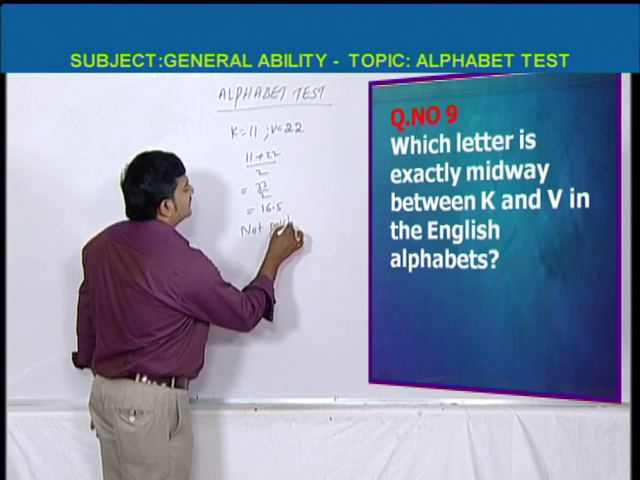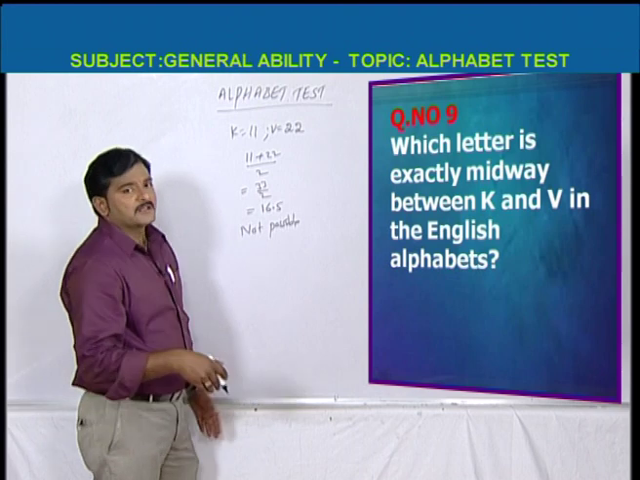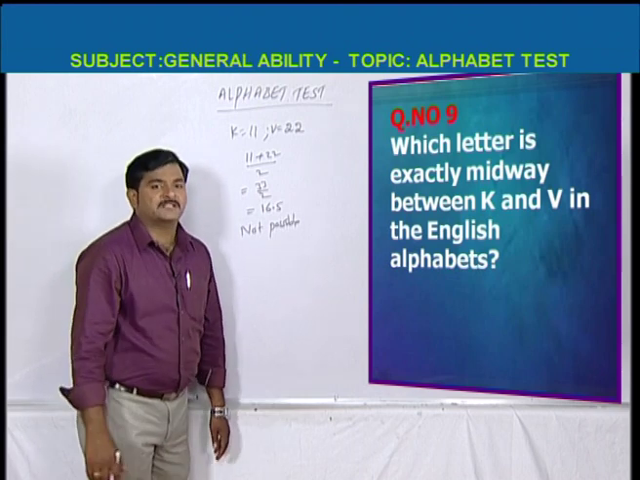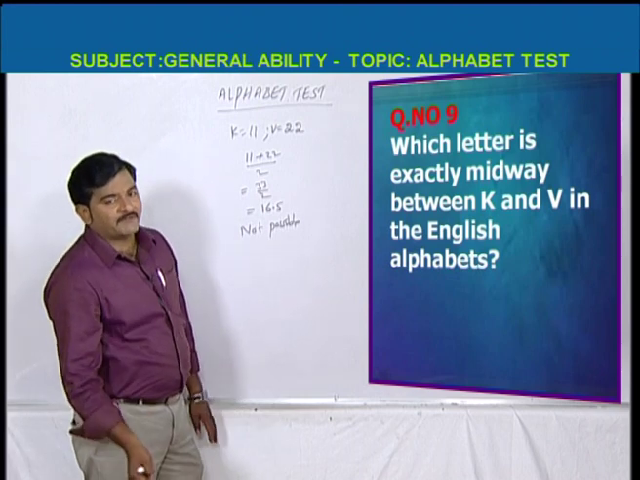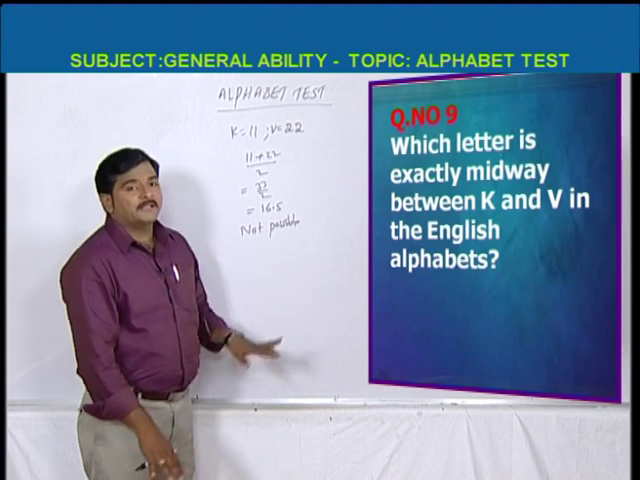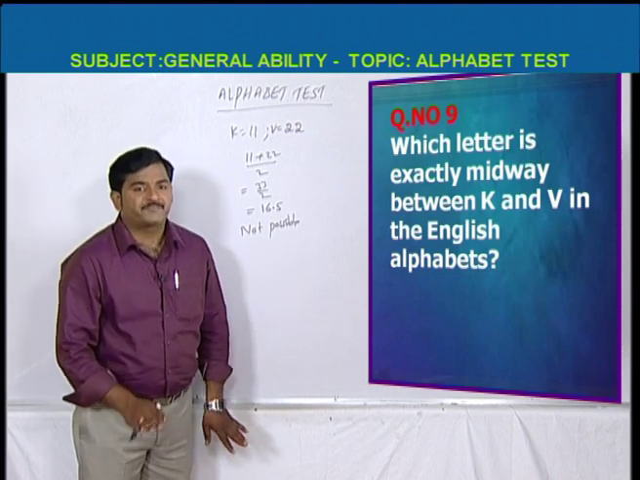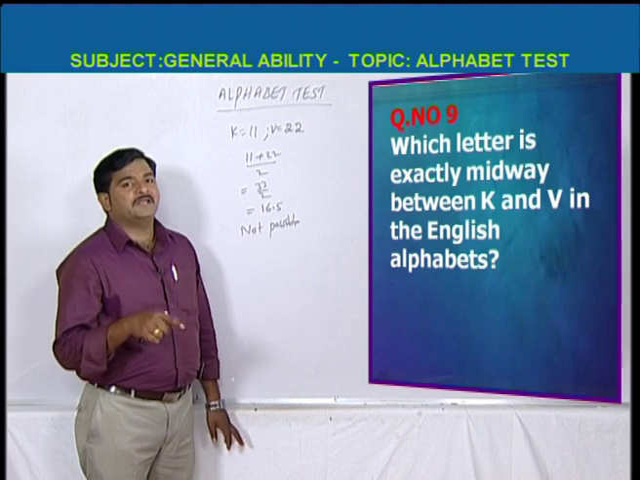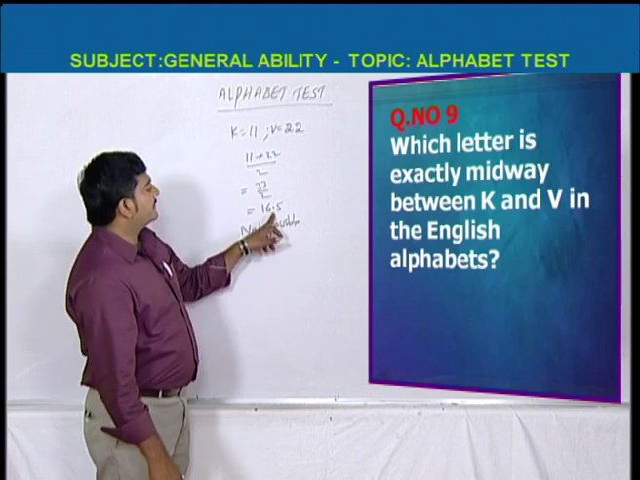It depends on the given options. The answer is not possible, or none of these, etc. Four options will be given, but what I meant to say is it is not possible to find the exact middle letter between K and V, because here I am getting 16.5.